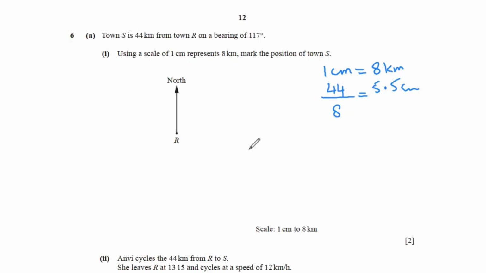So using a ruler, you will draw a line that is 5.5 centimeters long and on a bearing of 117 from R. So it's going to be somewhere over here. This is your bearing of 117, and this line is supposed to be 5.5 centimeters long. So you will use your ruler and protractor to find the exact position using this information.